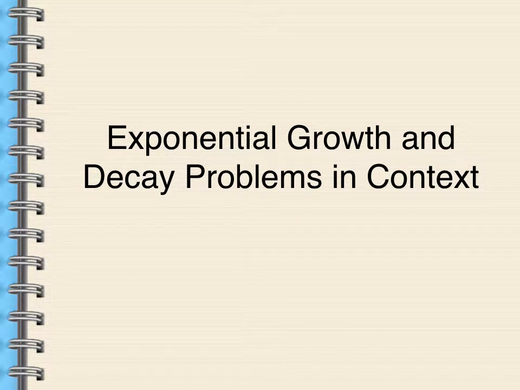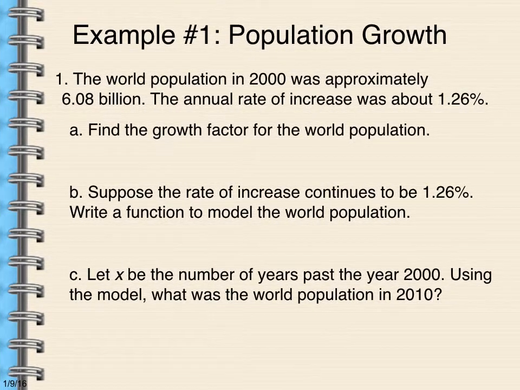Exponential growth and decay problems. Example 1 is about population growth. We're told that in the year 2000, the world population was approximately 6.08 billion, and the annual rate of increase was about 1.26%. Part A asks for the growth factor for the world population.